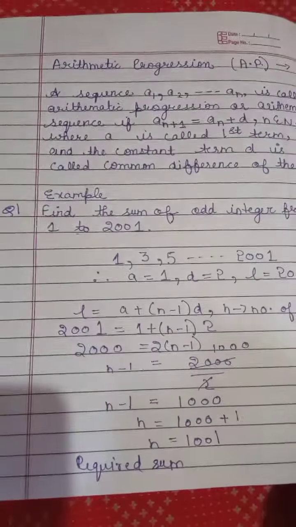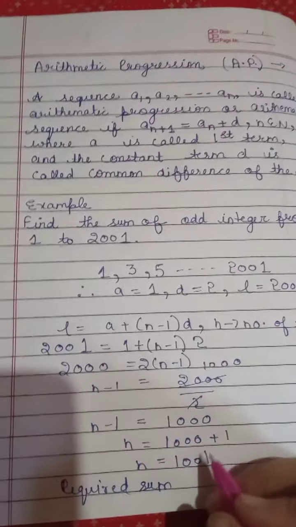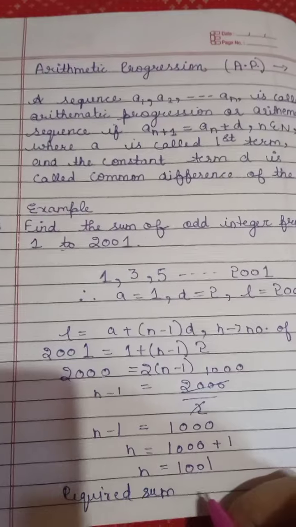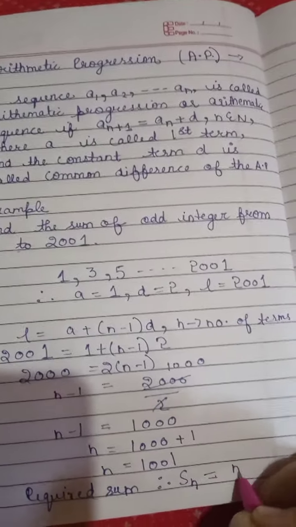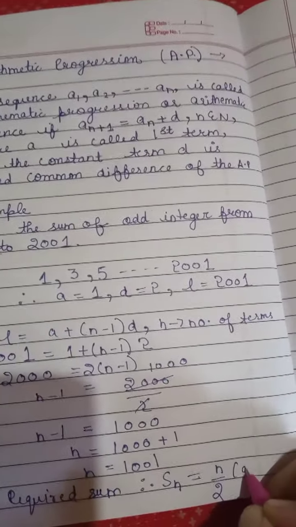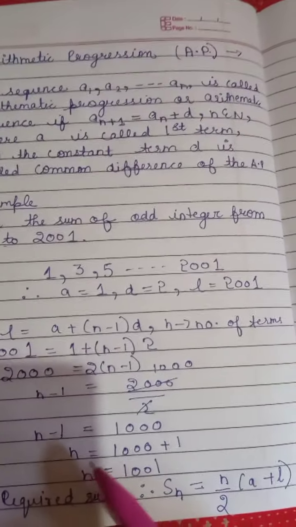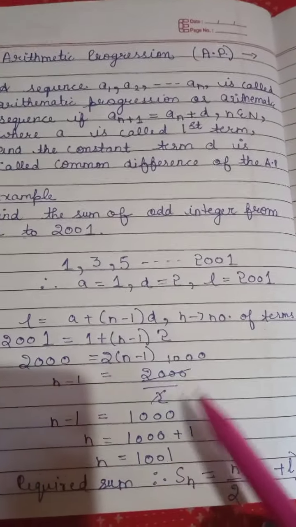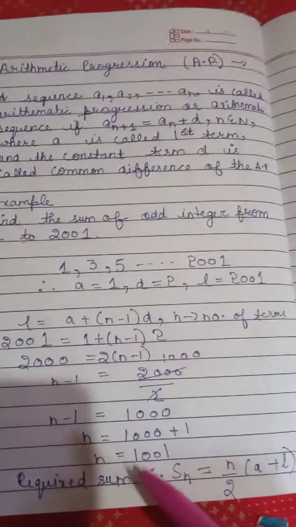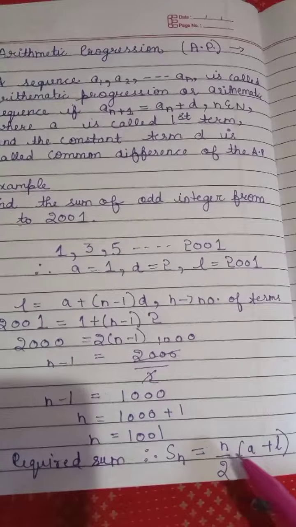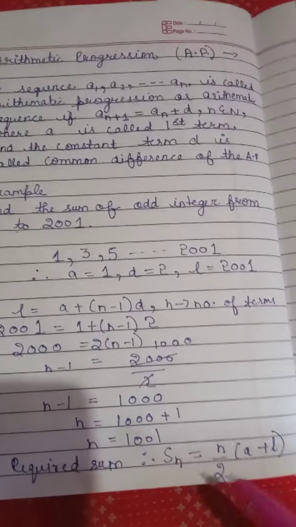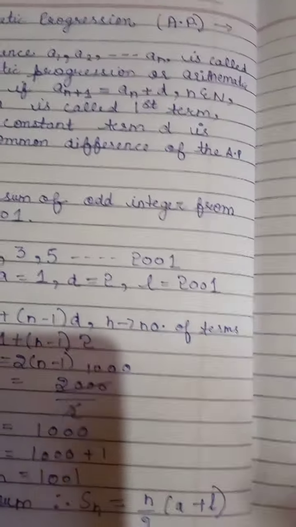Here we have to find the sum of odd integers, so we can apply the formula Sn is equal to n by 2 times (a plus last term). We have found n by the previous formula, so now we apply the value of n and the value of the last term in this formula to find the sum of odd integers. Now we can put all these values in this formula.